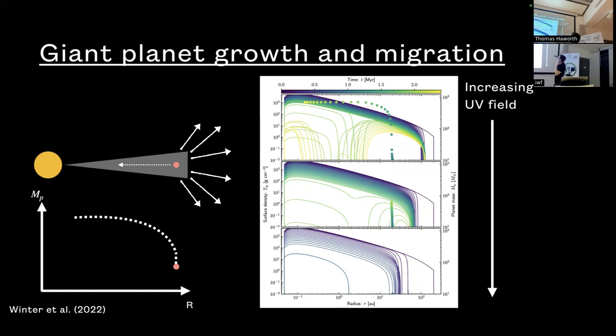Whereas when we increase the radiation field, it can grow a bit, but in this case becomes, what is this? About 80 Earth masses, 70 Earth masses or something like this, but doesn't get to migrate. And in the very strong radiation field case, it just doesn't get to do anything because it just gets destroyed so quickly.